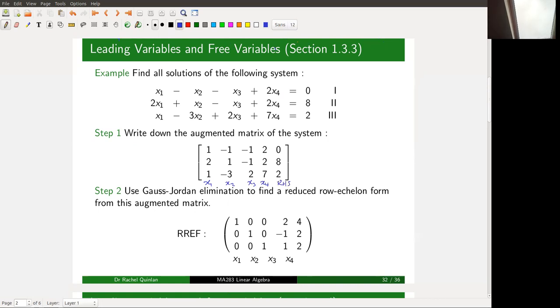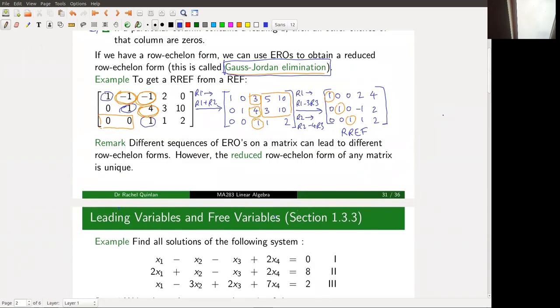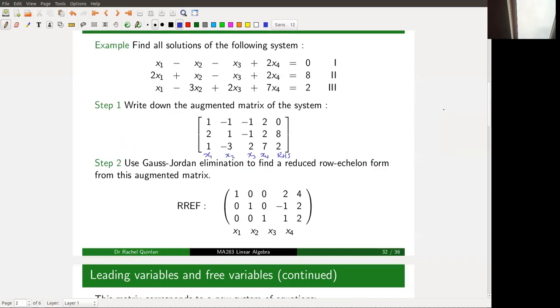Okay, the second step, use Gauss-Jordan elimination. So of course, I've skipped a load of detail here. Use Gauss-Jordan elimination to find a reduced row echelon form from this augmented matrix, and there I claim it is. And it is in fact the reduced row echelon form I hope that we had on the last slide. So 2, 4, -1, 2, 1, 2 in the last 3 columns.